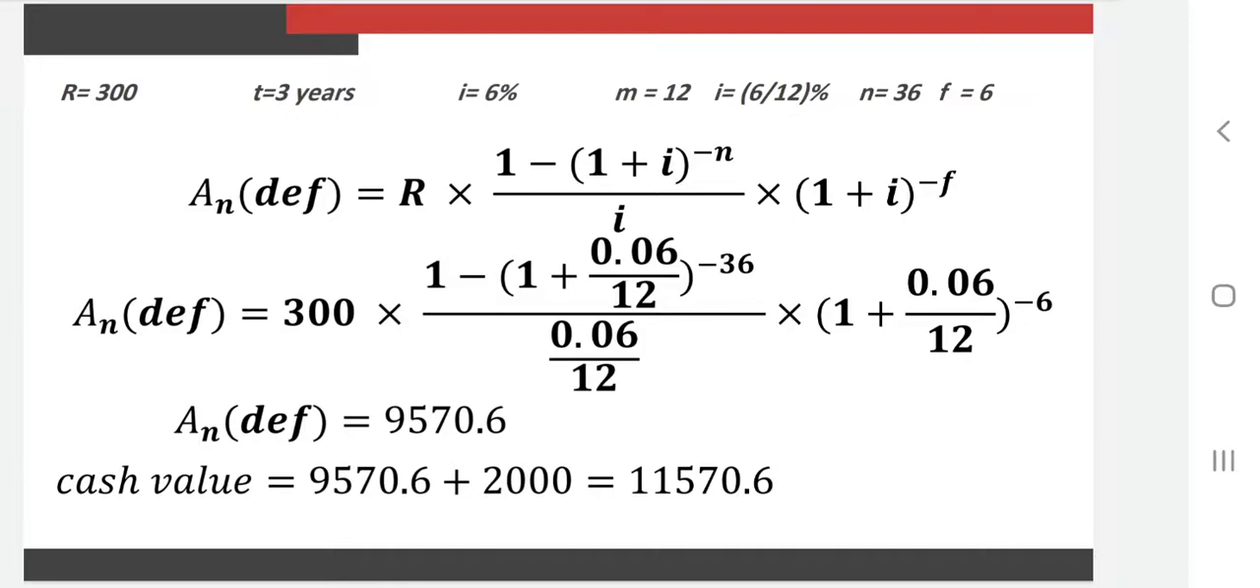So A sub N deferred equals R times 1 minus 1 plus I to the power negative N over I, times 1 plus I to the power negative F, and A sub N deferred equals $9,570.6. To get the cash value, the down payment plus A sub N deferred, $2,000 plus 9,570.6 equals 11,570.